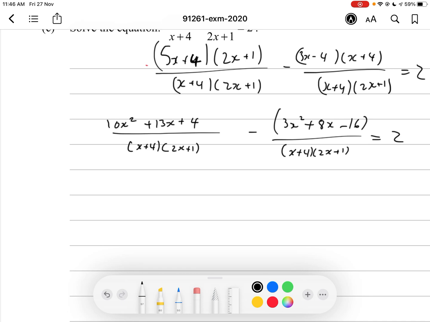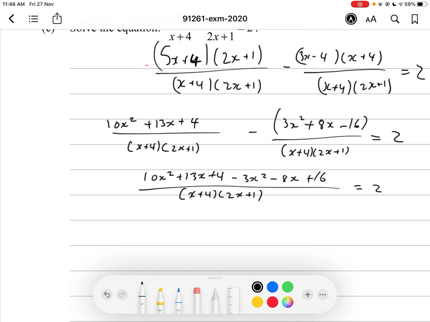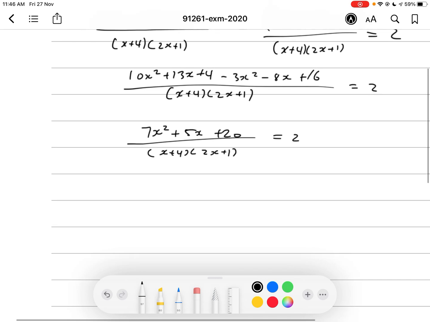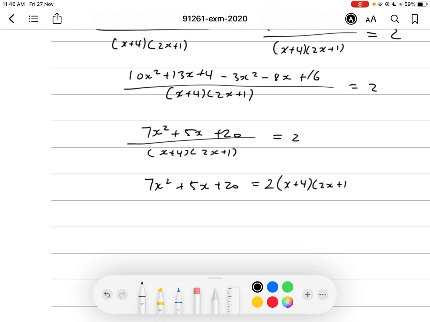Alright, so now we're going to subtract the numerators. So we have 10x squared plus 13x plus 4 minus 3x squared minus 8x, and double negative makes a positive, so plus 16, all over (x plus 4) times (2x plus 1), which equals 2. Alright, so if we further simplify this, we'll get 7x squared plus 5x plus 20 divided by (x plus 4)(2x plus 1) equals 2. And we're going to multiply both sides by the denominator. So we have 7x squared plus 5x plus 20 equals 2 times (x plus 4)(2x plus 1).